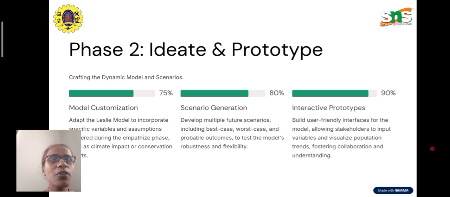The next thing is we are going to have the interactive prototypes. So in that we are going to build user-friendly interfaces for the model, which allow the stakeholders to input the variables and visualize the population trends. So which is okay for 90%. Okay.